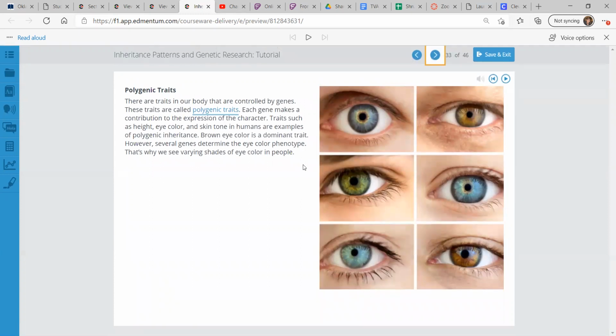Polygenic traits. There are traits in our body that are controlled by many genes. These traits are called polygenic traits. Each gene makes a contribution to the expression of the character. Traits such as height, eye color, and skin tone in humans are examples of polygenic inheritance. Brown eye color is a dominant trait. However, several genes determine the eye color phenotype. That's why we see varying shades of eye color in people.